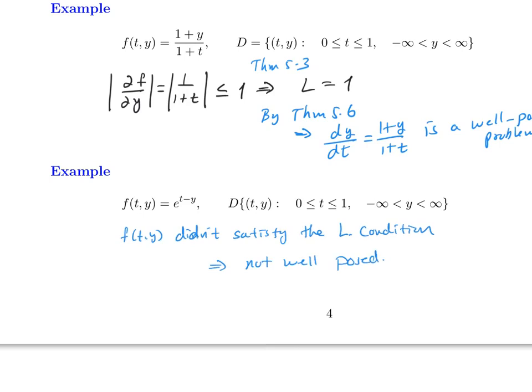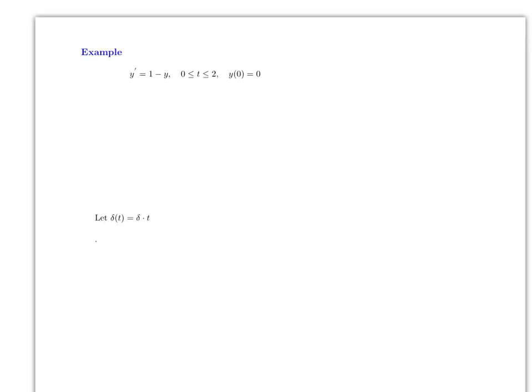All right, let's try one more example. Consider the following differential equation. Here we have f of t, y is just equal to 1 minus y. You should check that this clearly satisfies the Lipschitz condition, which is very, very easy to check. Now, how do you solve these differential equations? Well, there are two methods to do this. You can either use separation of variables, or you can use the integrating factor.